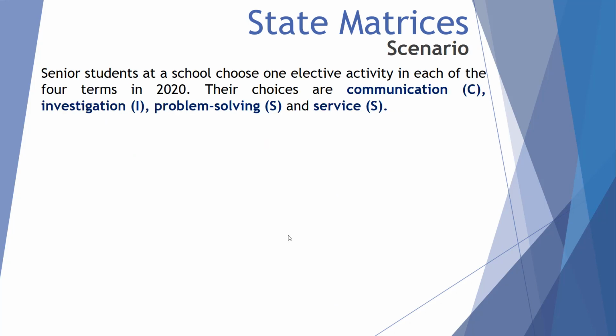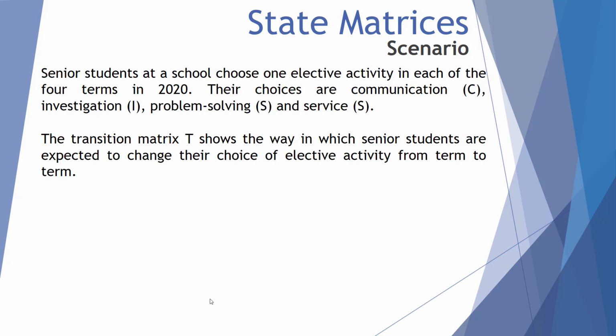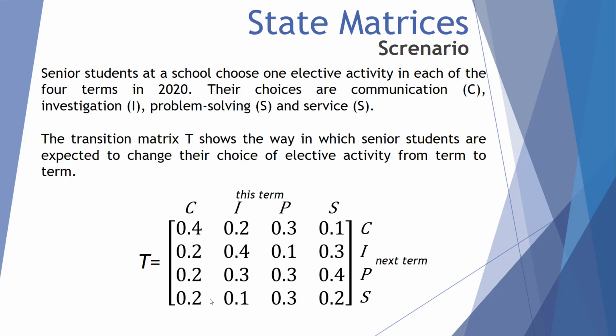So our scenario is students at a school chose one elective activity in each of 4 terms for 2020. Their choices are communication, C, investigation, I, problem solving, P, and service, S. The transition matrix T shows the way in which senior students are expected to change their choice of elective activity from term to term. So here's our transition. It shows this term, the 1, 2, 3, 4 different options available in terms of their elective activities, to the next term, 1, 2, 3, 4. So it's a massive 4x4 transition matrix.